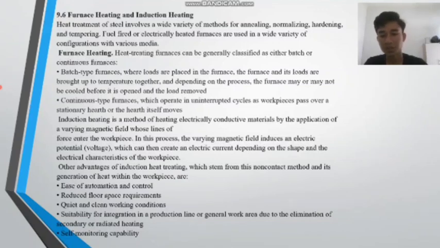Other advantages of induction heat treating, which stem from this non-contact method and its generation of heat within the workpiece, are ease of automation and control, reduced floor space requirements, quiet and clean working conditions, suitability for integration in a production line or general work area due to the elimination of secondary or radiant heating, and self-monitoring capability.